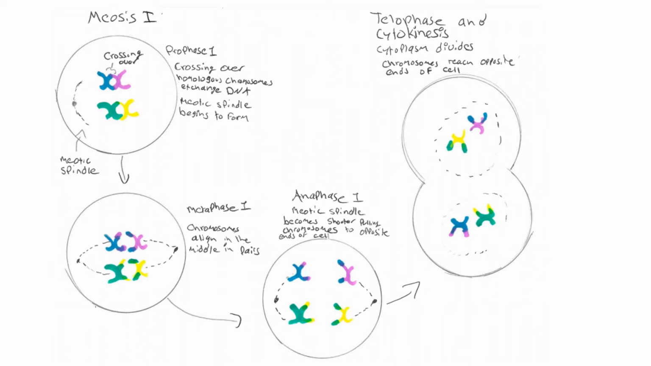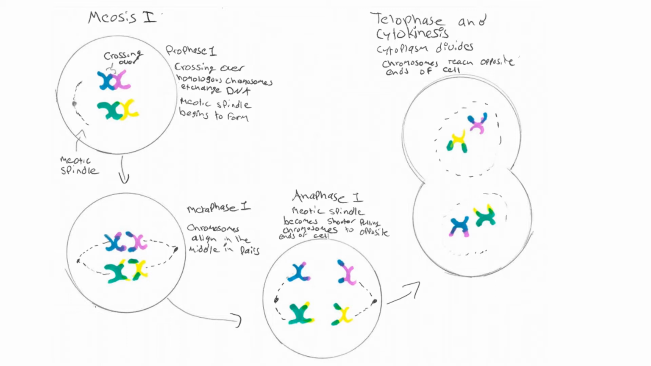Now, if we take a look at this chromosome, originally this chromosome was all blue, and the other chromosome to the right was all pink. But because of crossing over that happened in prophase 1, now you see that the blue chromosome has a little bit of pink, and the pink chromosome has a little bit of blue, signifying crossing over.